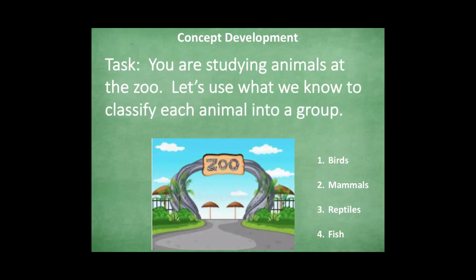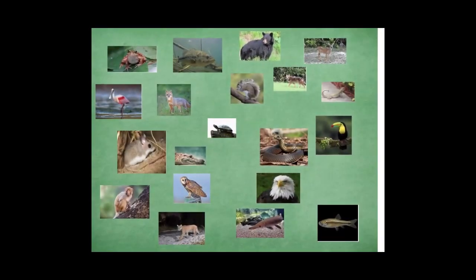All right, you zoologists out there, here is our task. You are studying animals at the zoo. Let's use what we know to classify each animal into a group. We're going to be looking at birds, mammals, reptiles, and fish. Take a look at all of these animals in our zoo. Boy, do we have our work cut out for us categorizing them. Let's get started.